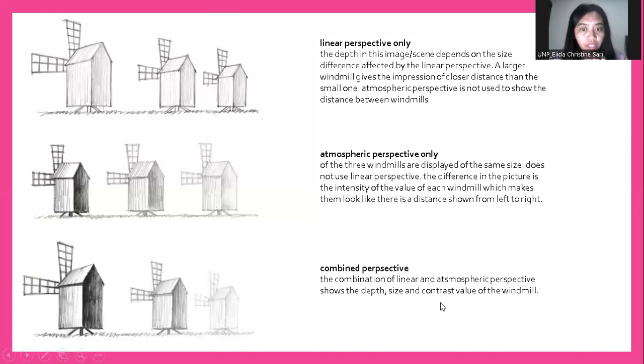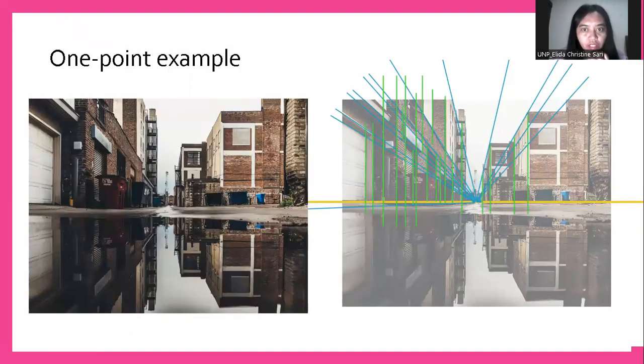Combined perspective. The combined perspective is a combination of linear and atmospheric perspective. The size, depth, shift, and contrast follow the mountains. Example number one, you must know where the horizon is, so you can see whether it is one perspective, two perspective, or three perspective.